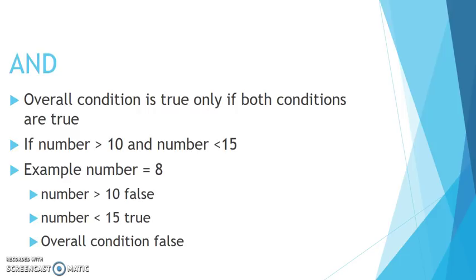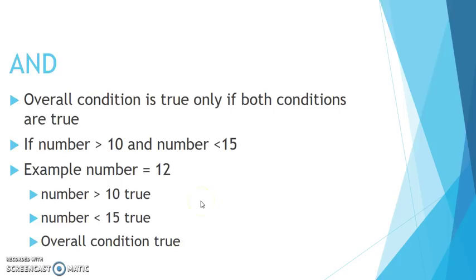So here we have number greater than 10. Well, 8 isn't greater than 10, so that is going to evaluate to false. Look at the second condition, which is number less than 15. Well, 8 is less than 15, so that's going to evaluate to true. But remember, the and is only true if both conditions are true. So in this case, our overall condition will be false. So again, if we're using this in an if statement, we might do something if both of them are true. Otherwise, we'll do something else. And we'll have a look at that when we do a project in a minute.